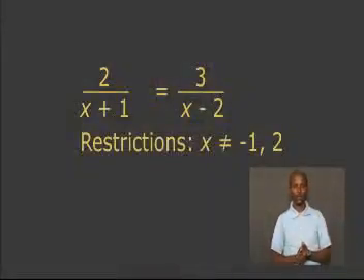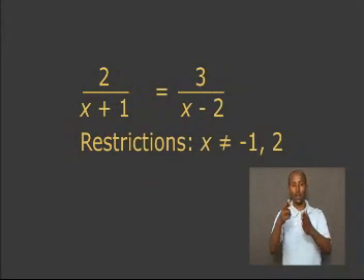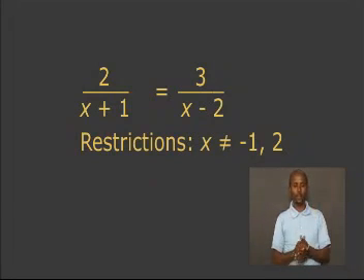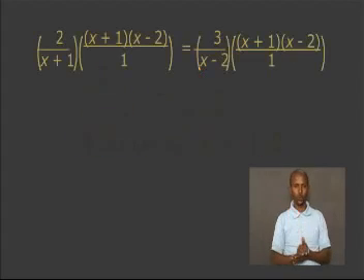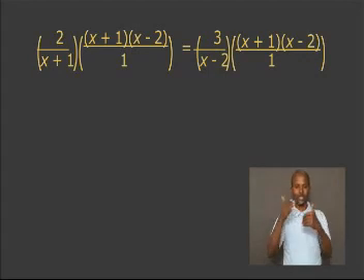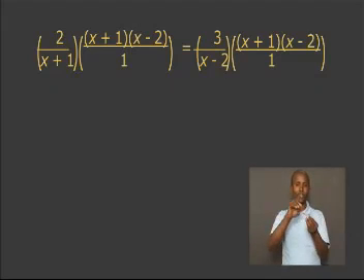Let us try an example. If we wish to solve this equation, we must first establish our restrictions. In this case, x cannot equal -1 or 2. Now we multiply both sides of the equation by their least common denominator, x plus 1 times x minus 2.